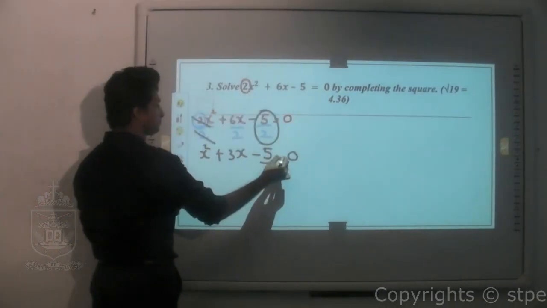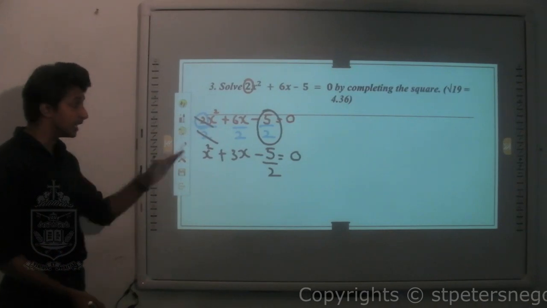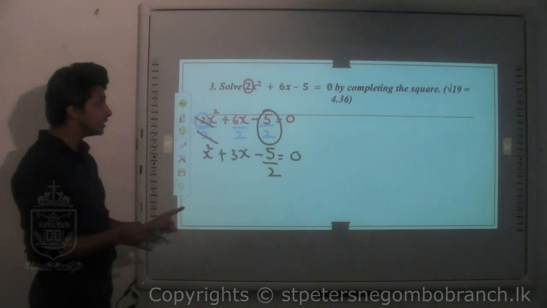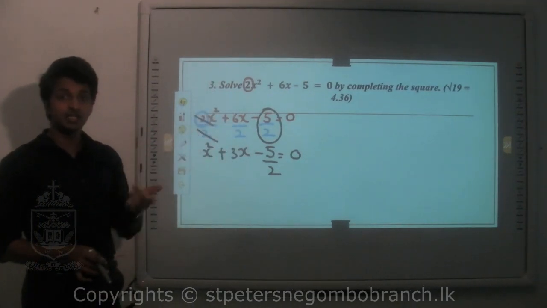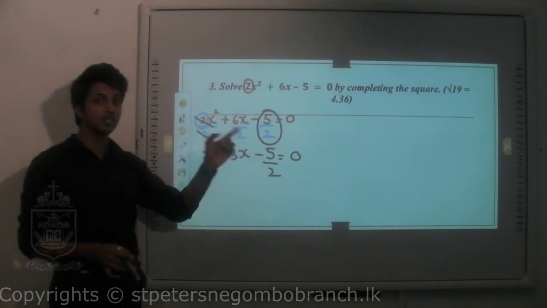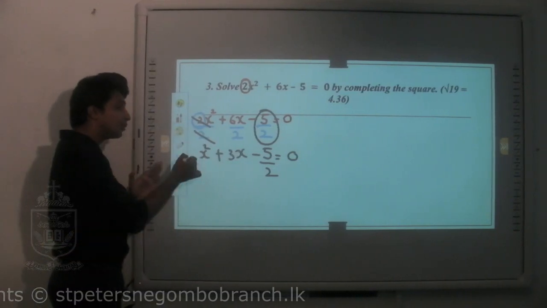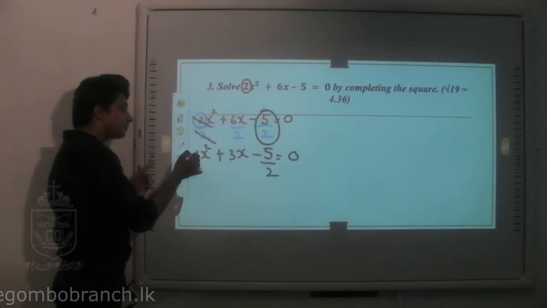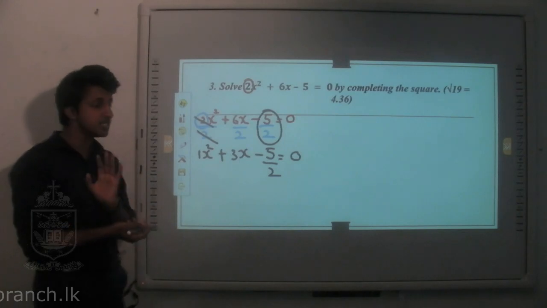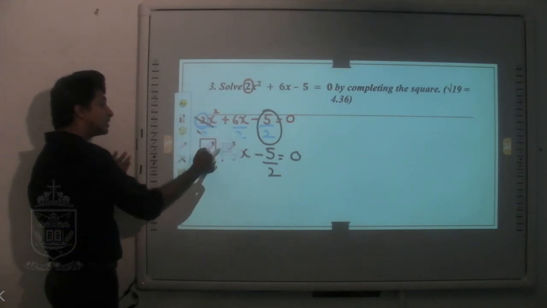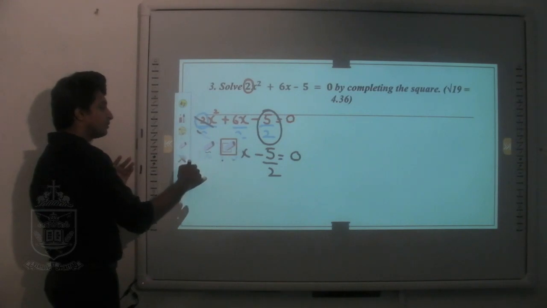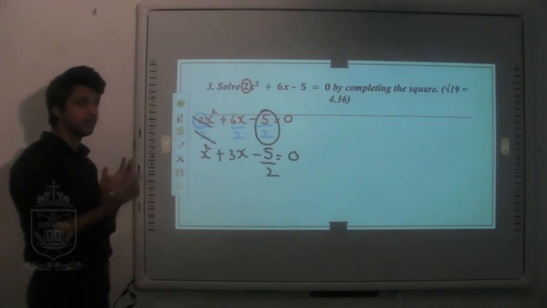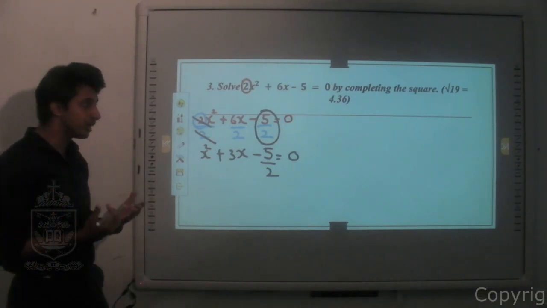Again, check. I have 2x squared plus 6x minus 5 equal to 0. The problem was in front of x squared I had another number. So I had to divide everything by that number to keep x squared alone, because completing squares you can apply when you have 1 in front of this x squared value, or else it is difficult. That is why we say the formula method is way easier, because formula method you can apply for any question. Completing squares also you can, but there's a small thing.